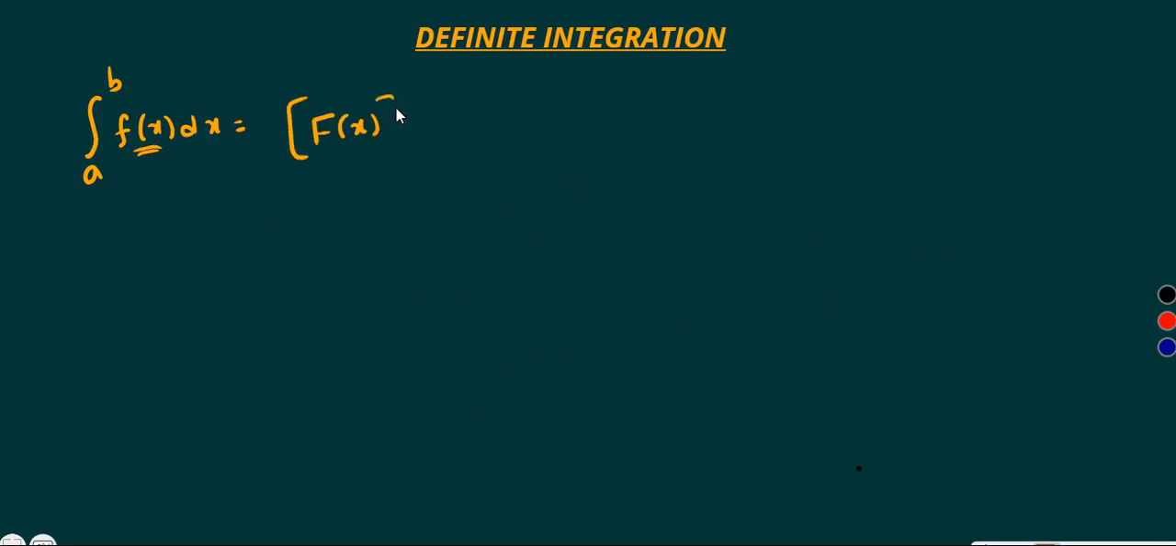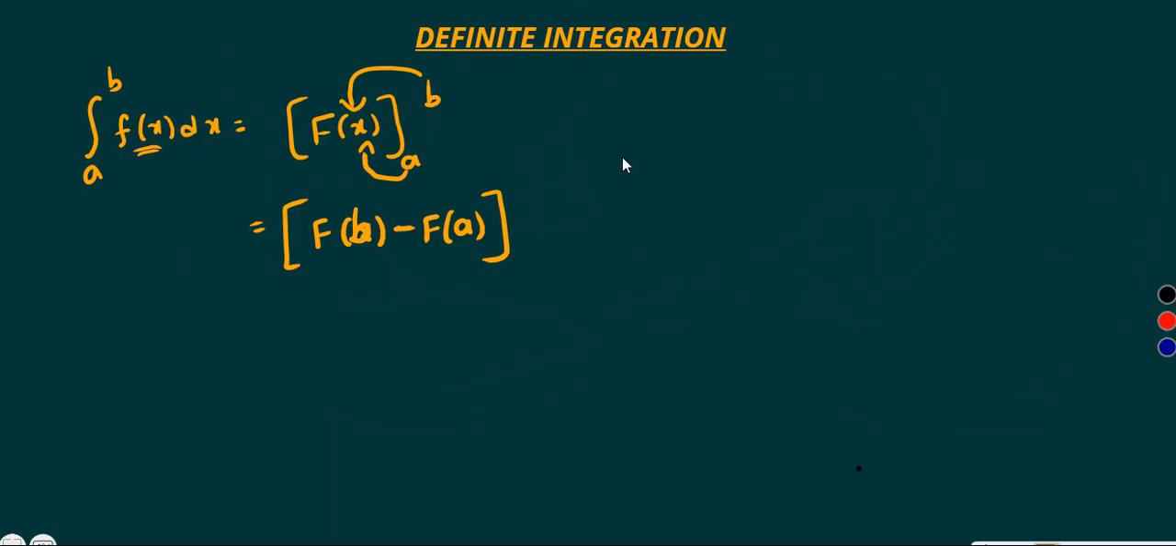So here limits are there. What are they? A to b. First you substitute b in place of x, that is f of b. After that keep minus, and after that a. Sorry, f of b minus f of a.